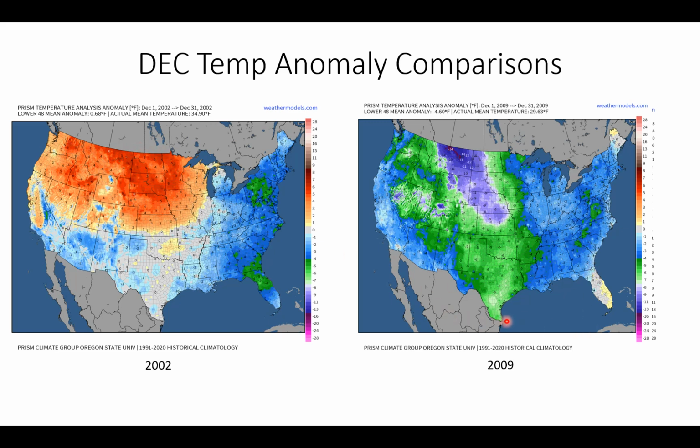By the time we got to December 2009, whoa, what happened here? This was a lot of cold across much of the United States from coast to coast in December 2009. Not much warmth. Look at these readings here in Montana and the Dakotas, eastern Wyoming, down in Nebraska. We're talking 8 to 14 degrees Fahrenheit below normal readings back in December of 2009.